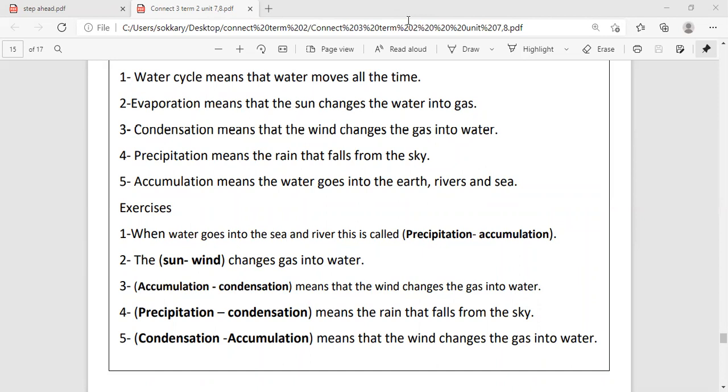Number four. Precipitation means the rain that falls from the sky. Precipitation. Thank you.